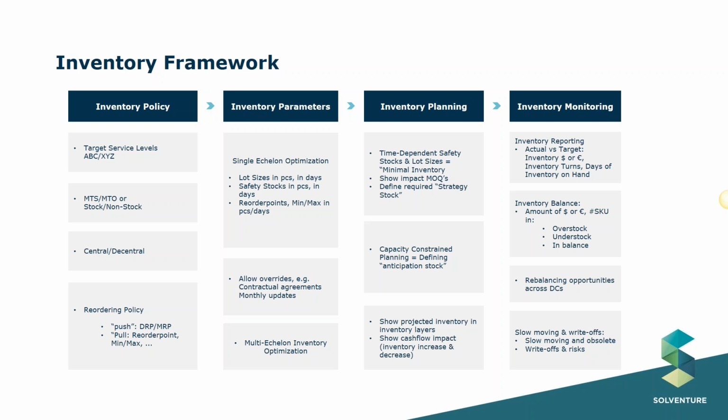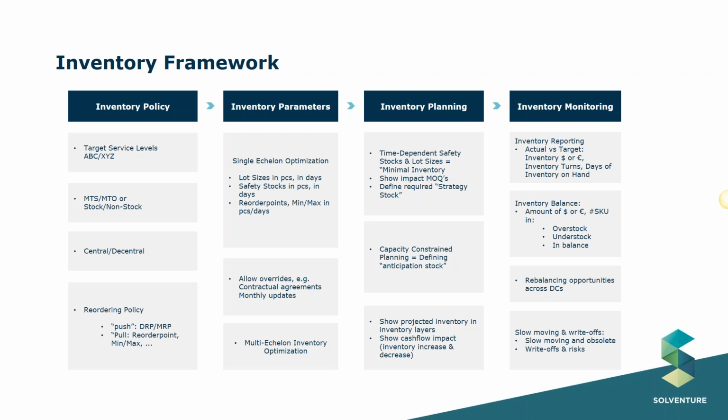What else do we see in inventory monitoring? Another example is rebalancing across DCs. Another common inventory monitoring is slow-moving write-offs. What are the items that are slow-moving? Which are the ones that we are financially obliged to write off? What are the things that we say, these things are getting slow-moving?